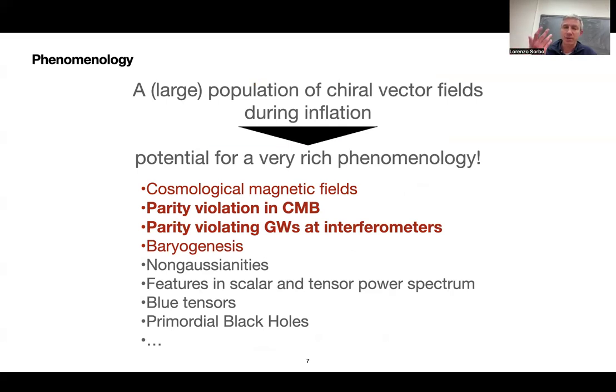And these chiral vector fields in the early universe can lead to a lot of effects, and so there's a potential for a very, very rich phenomenology, which has been studied in all these aspects here over the last 15 years or so. In particular, what I marked in red are phenomenological effects that are strictly related to the parity-violating nature of the system, and I will focus mostly on these two in boldface, parity violation in CMB, and in particular parity violating gravitational waves at interferometers.